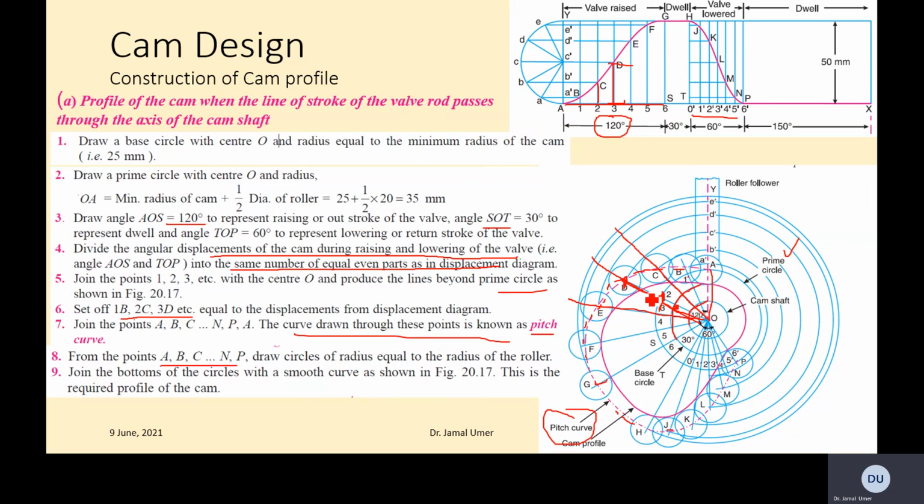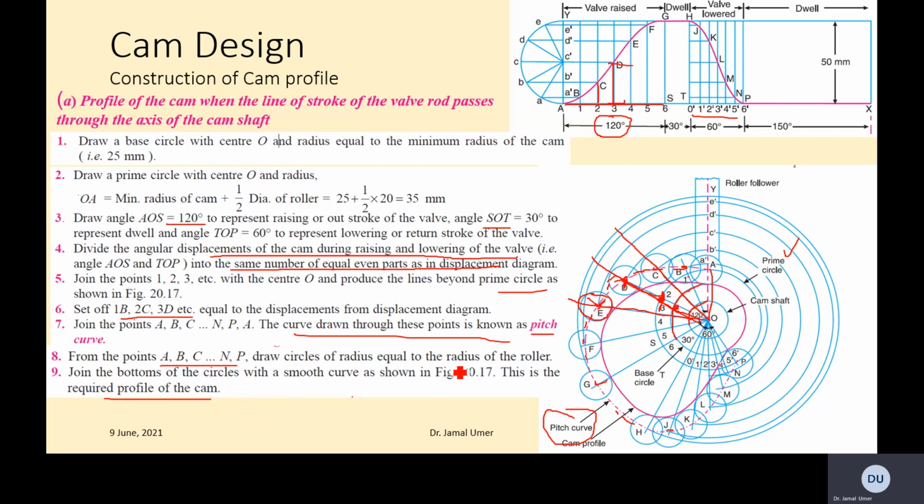So on each point, from A, B, C, you can draw a circle like that. Of course, what is this radius? This is the radius of the roller. You draw these circles at each individual point just to show where the roller will be within the pitch curve. Then draw a smooth curve. This is the required profile of the cam.